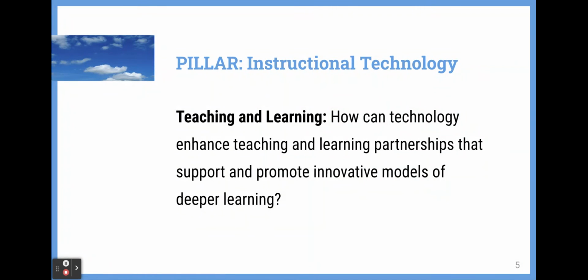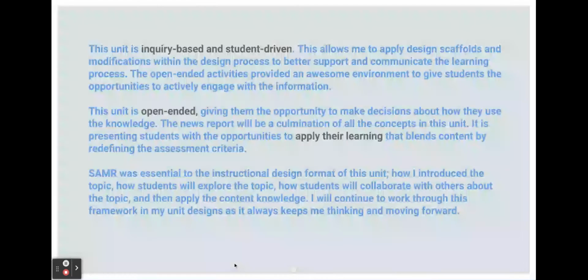The pillar for instructional technology that I'm focusing on is teaching and learning. How can technology enhance teaching and learning partnerships that support and promote innovative models and deeper learning? So this unit really is an inquiry-based and student-driven unit. It's open-ended. Students are applying their learning, and I really focus on the SAMR model and the instructional design format for this unit.